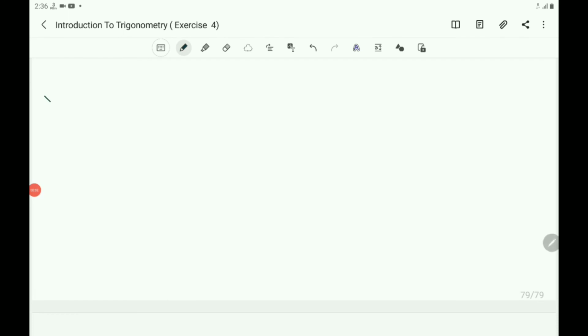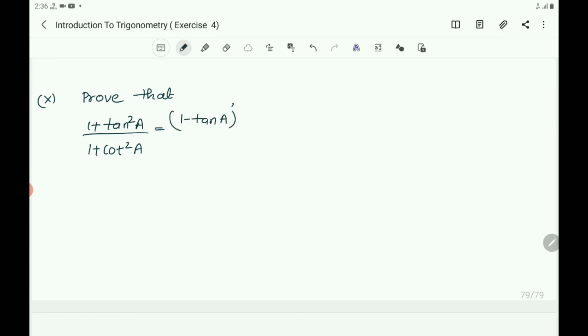Then the 10th question, that is the last question, prove that 1 plus tan square A by 1 plus cot square A equals 1 minus tan A by 1 minus cot A whole square, and that equals tan square A. So what do you have to prove? 1 plus tan square A by 1 plus cot square A equals 1 minus tan A by 1 minus cot A whole square, that equals tan square A is to be proved here.